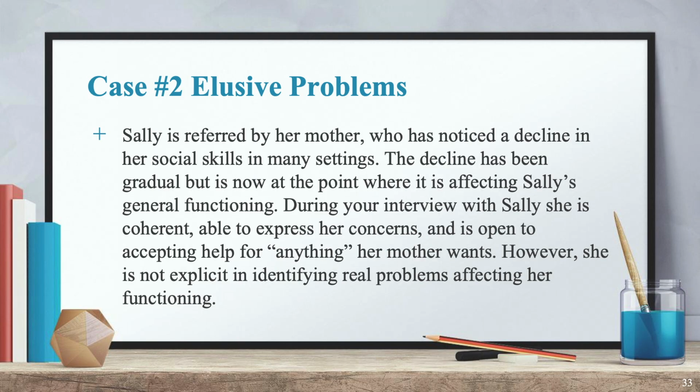So let's look at number 2, elusive problems. So Sally's referred by her mother. She's an adult who's noticed a decline in her social skills in many settings. The decline has been gradual, but is now at the point where it is affecting Sally's general functioning. During your interview with Sally, she is coherent, able to express her concern, and is open to accepting anything her mother wants. However, she is not explicit in identifying any real problems affecting her functioning. Where would you start?